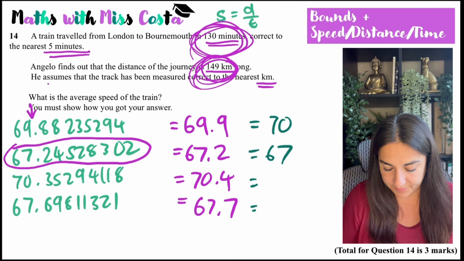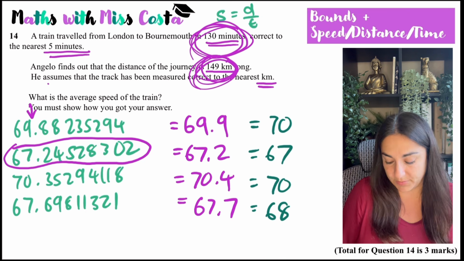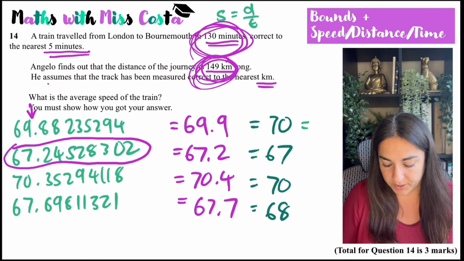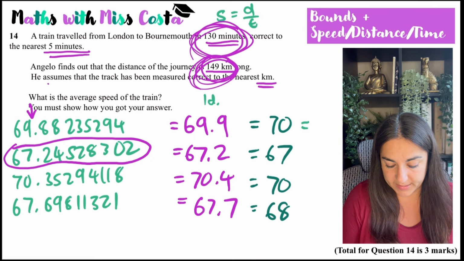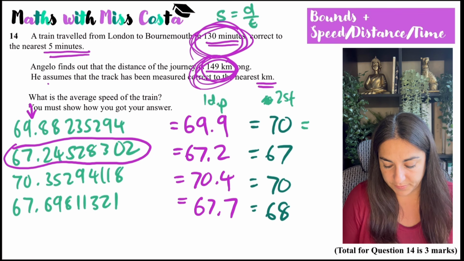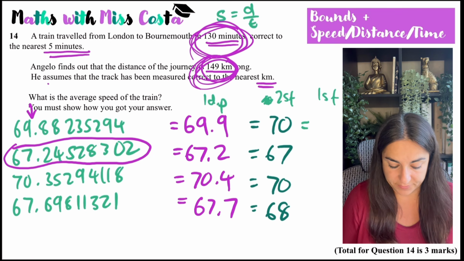This would be 67, this would be 70, and this would be 68. Again, they don't all round to the same thing. So what I'm going to want to do is round. This was to 1 decimal place. This was to the nearest whole number or to 2 significant figures. And then I'm going to try to 1 significant figure.